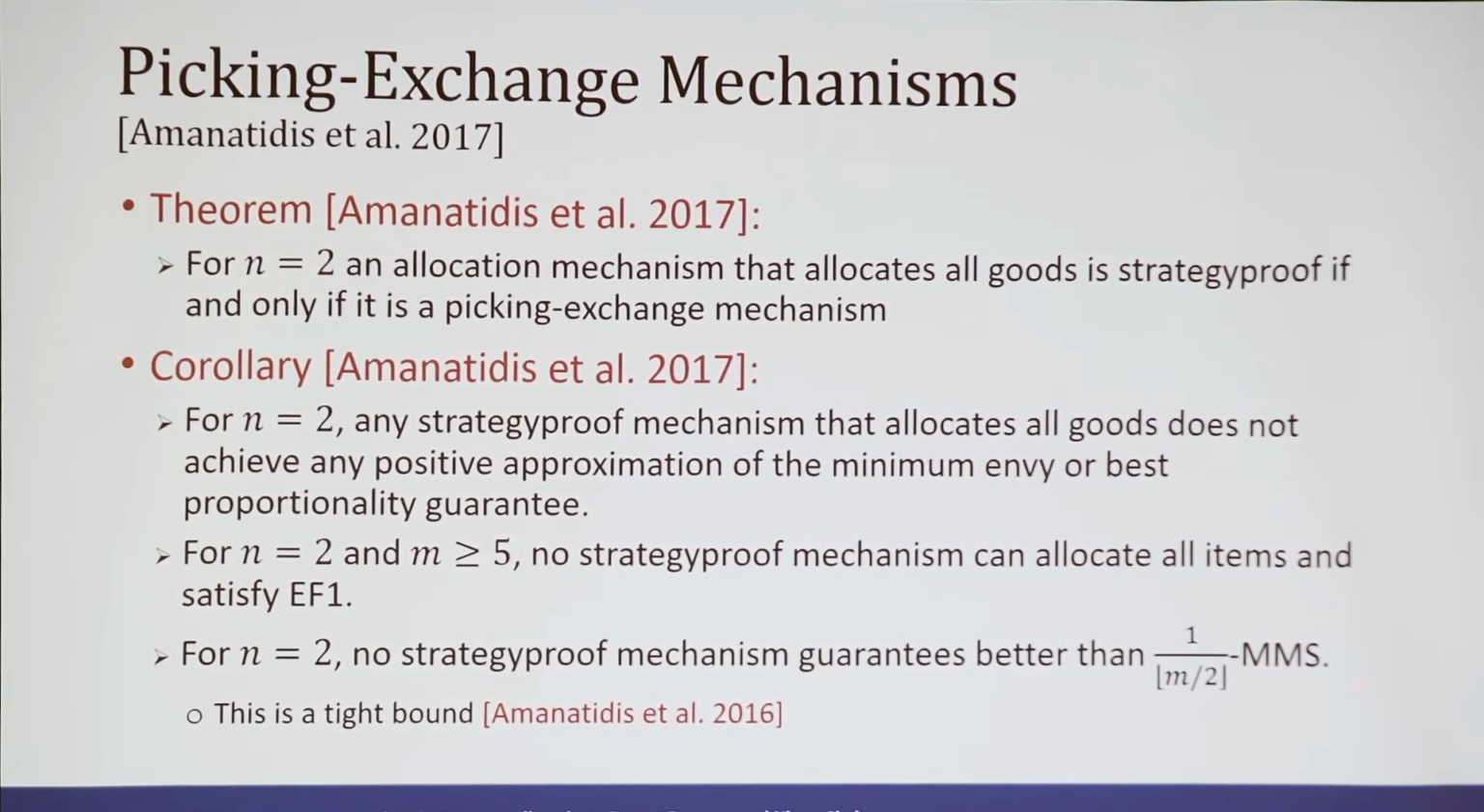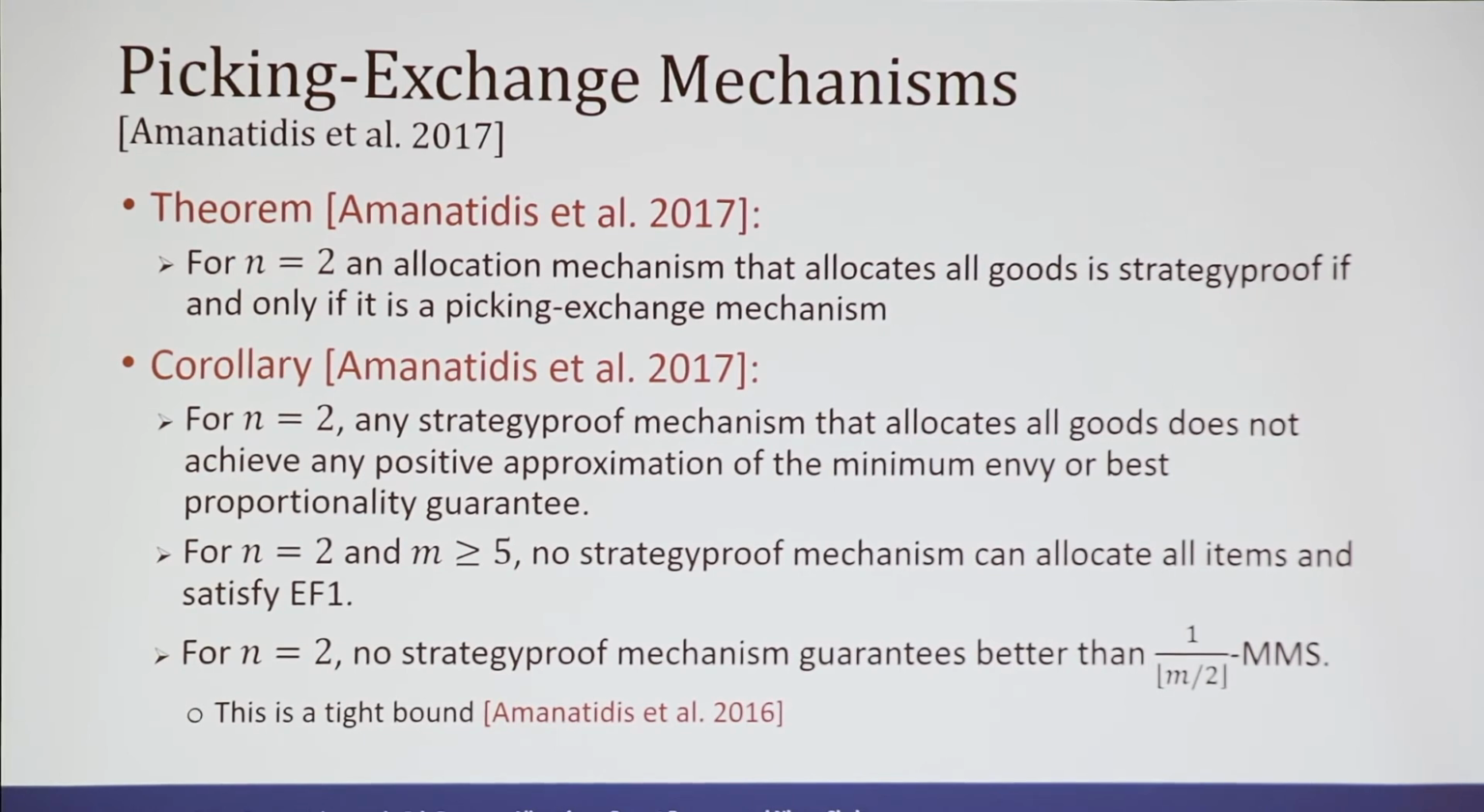And we can also get a bound on the MMS approximation, 1 over the floor of m over 2. That's the best we can do. And actually it turns out from a result from a previous paper that this is a tight bound. Okay, so this is really nice. It gives us a pretty complete picture of what we can do with strategy-proof allocation mechanisms.